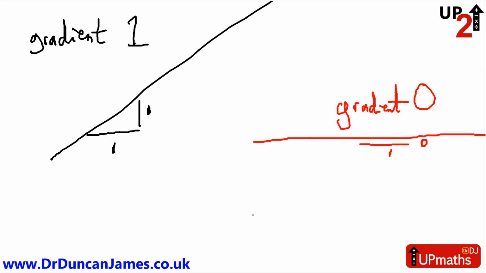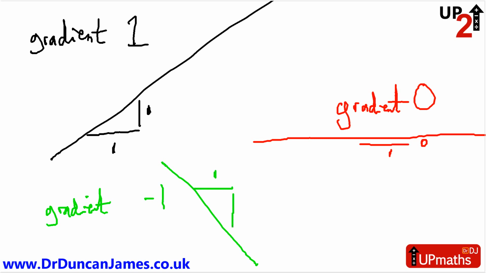What about a gradient of, let's try -1? That looks like this. The reason is, for every 1 it goes across, it goes up -1. That's a strange sentence. You could just think of it as it goes down 1. But if you're going to be really literal about it, it's going up -1, which means down 1.